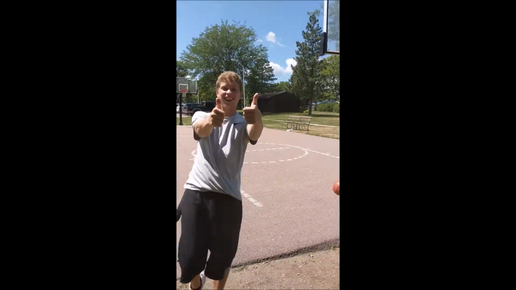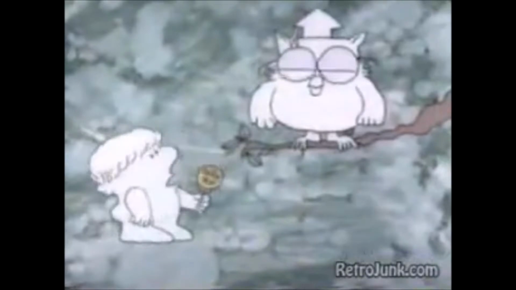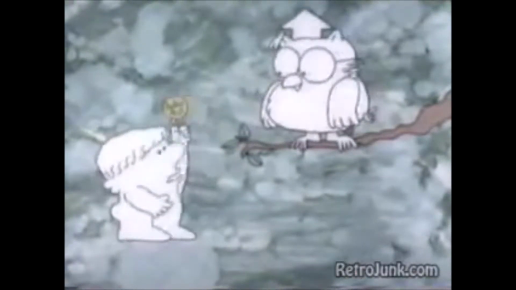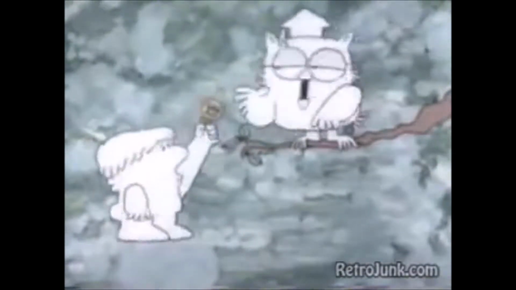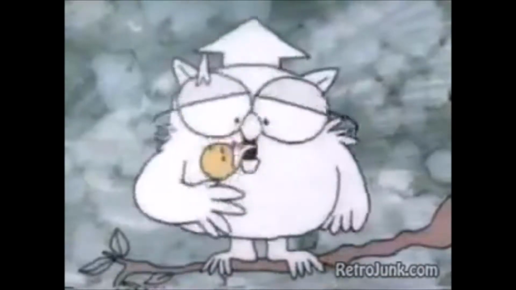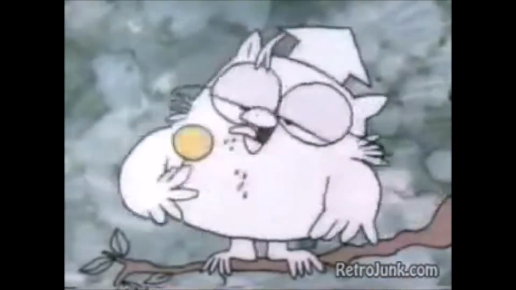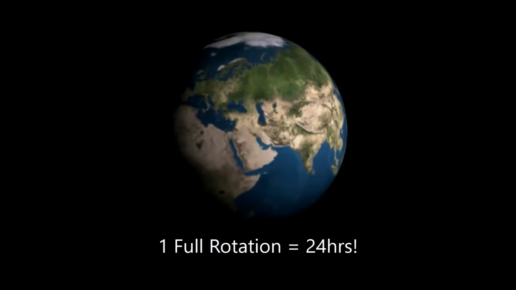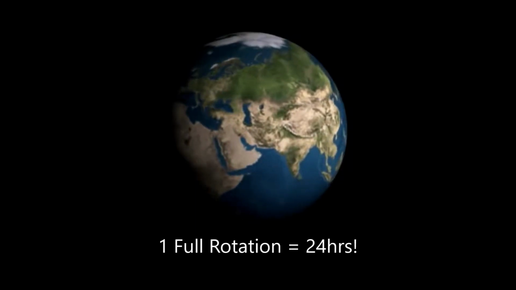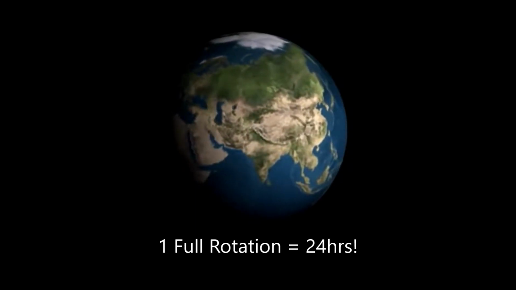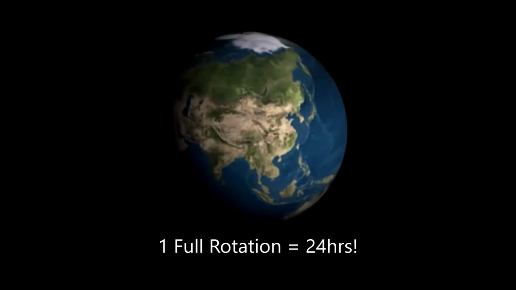Learning's a slam dunk. Mr. Hauge, how many times does the Earth rotate on its axis then? Let's find out. 1, 2, 3. Well, the answer isn't in the middle of a Tootsie Pop. It takes the Earth 24 hours to make a full rotation on its axis.